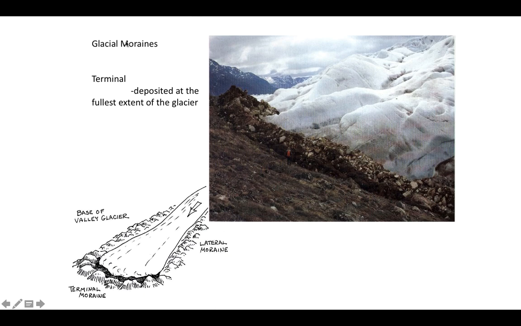So our depositional landforms, and remember, that's material that's been eroded and moved and now deposited, around a glacier are called moraines, a moraine. So you're going to have moraines at the end, at the terminus, right? The terminal moraine right here.